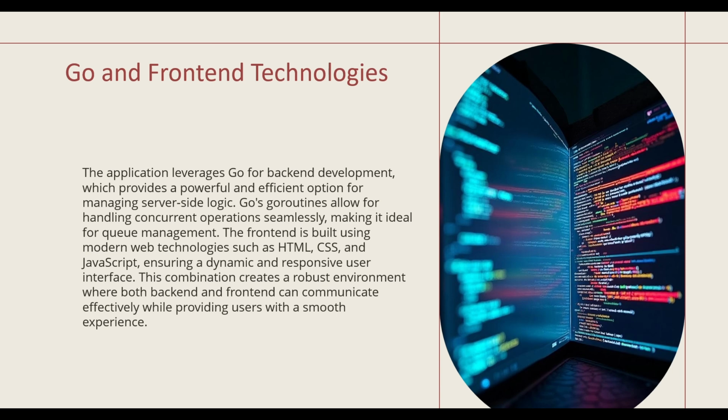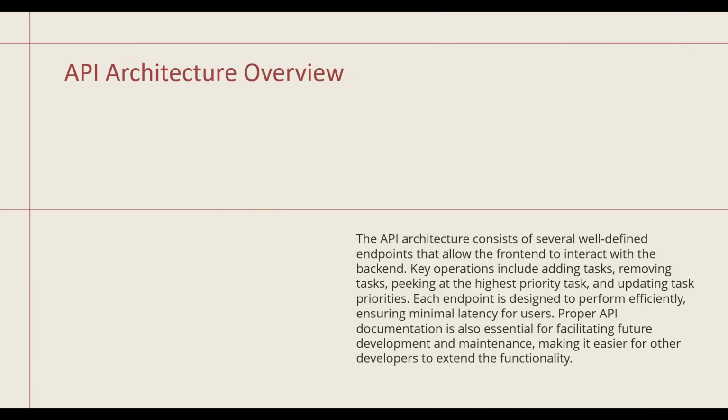For implementation, the front end is implemented using HTML, CSS, and JavaScript, ensuring a dynamic and responsive user interface. Go's goroutines work seamlessly with handling concurrent operations, which makes it ideal for queue management. The API architecture is defined in the system and the code, where several well-defined endpoints allow front-end interaction with the backend. Key operations are included, such as addition of tasks, removal of tasks, peeking, etc., based on their priority. Each endpoint is designed to perform efficiently, ensuring minimal latency for the users.